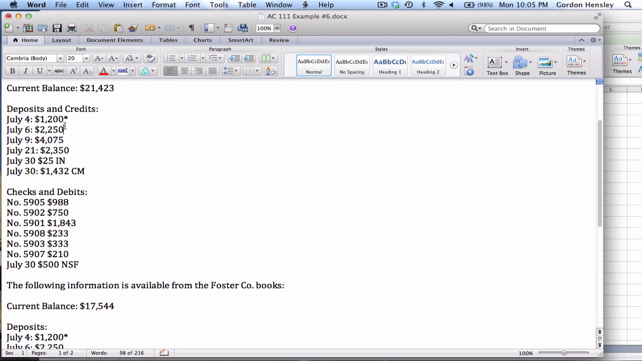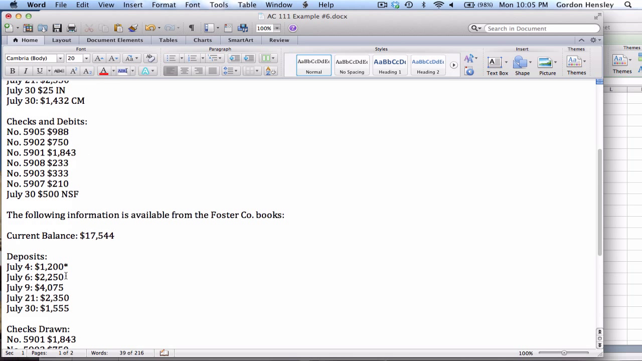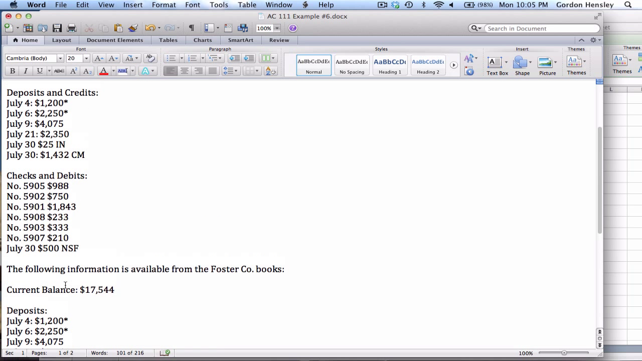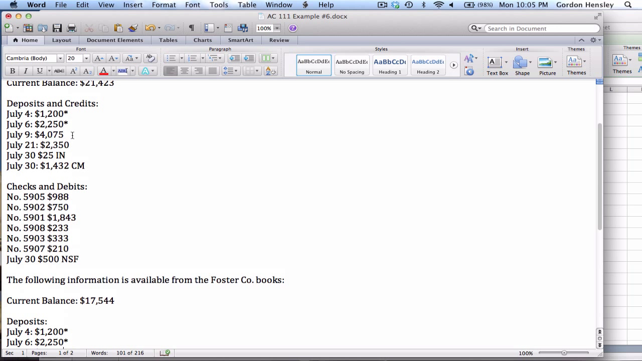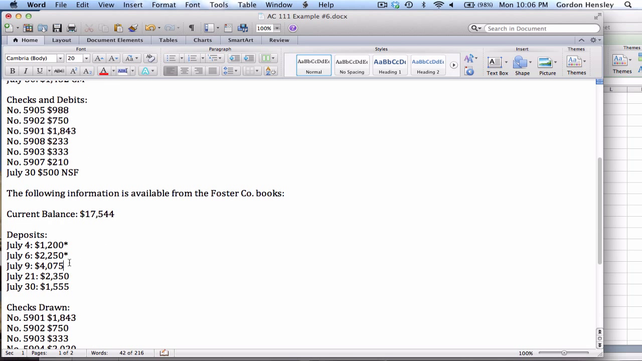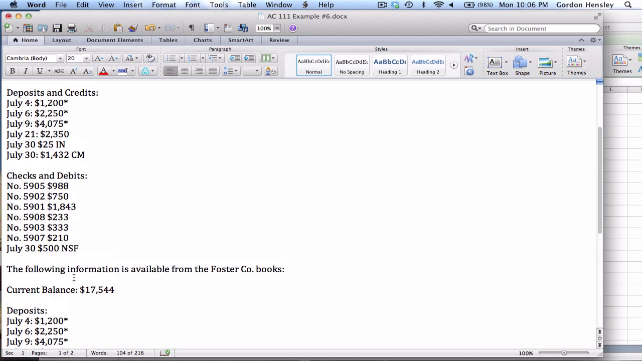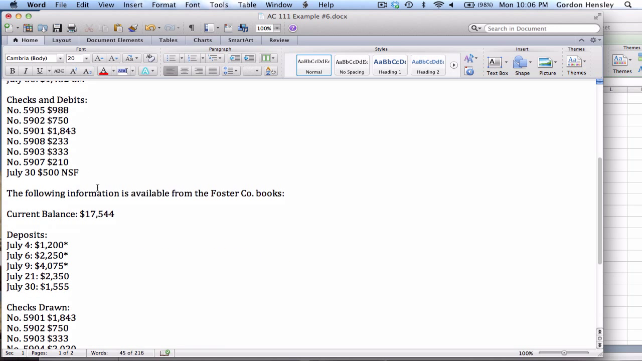Then I made a deposit on July the 6th for $2,250. Well, on the bank statement, there it is, July the 6th, $2,250. So I'm just going to put a mark next to these to show that these are things that I don't have to worry about because they're matching up. Then I made a deposit on July 9th for $4,075. July 9th, $4,075. So it looks like we're in pretty good shape on most of our deposits. Then I made a deposit on July the 21st for $2,350. July 21st, $2,350. So that works. That's matching up.